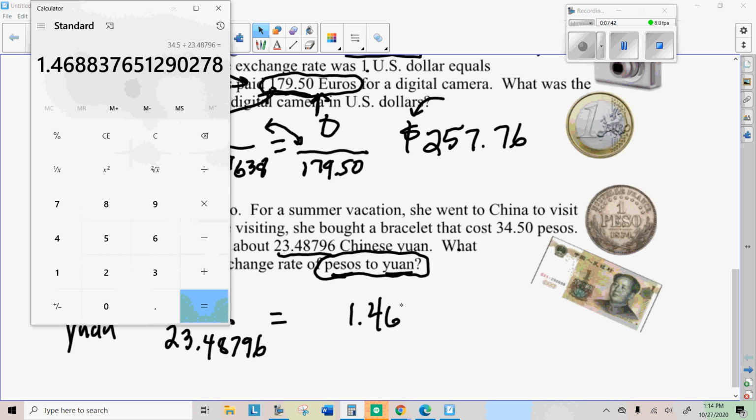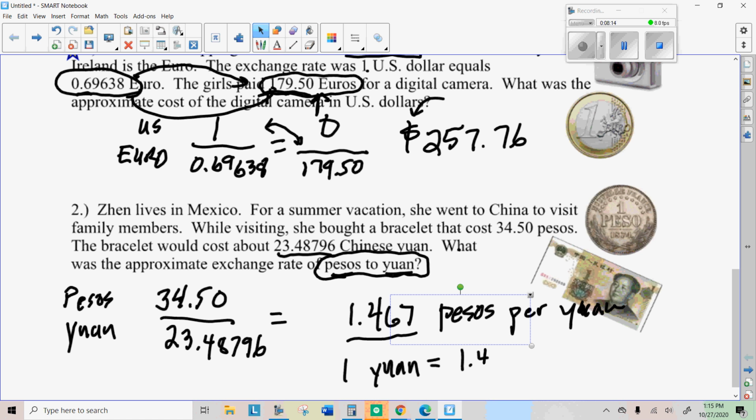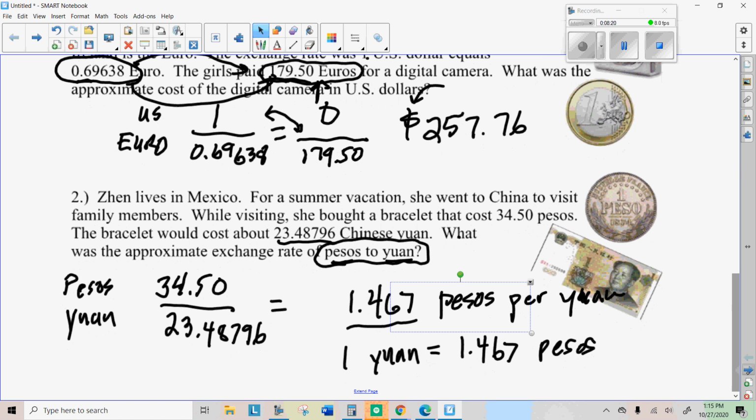Since we have an 8 coming next, let's put one more digit in there, a 7. And then we're going to say pesos per yen. All right, so basically what we're saying is there's 1.467 pesos per 1 yen. So 1 yen equals 1.467 pesos. We could write it that way also.